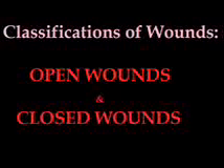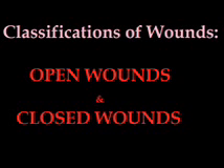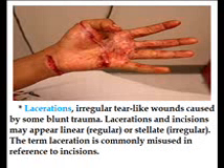Classification of wounds. Open wounds. Open wounds can be classified according to the object that caused the wound. The types of open wounds are incision or incised wounds, caused by a clean, sharp edge such as a knife, a razor, or a glass splinter. Lacerations, irregular tear-like wounds caused by some blunt trauma. Laceration and incision may appear linear, regular, or stellate irregular.